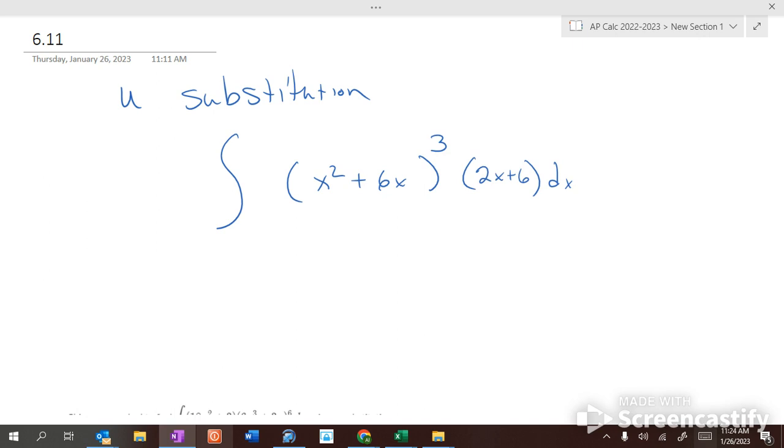Okay? So, this is the main function. This is the extra part we'll get to in a second, but this is the main function we're integrating. We're not going to worry about this so much. So if we're integrating this function, the inside of it is what becomes U.